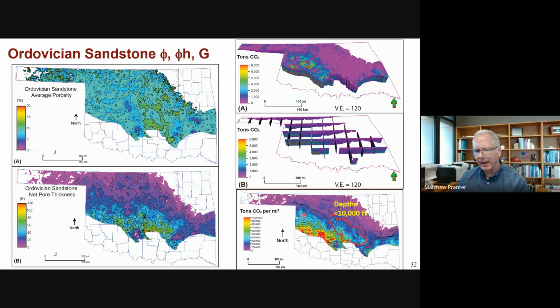And looking at this normalized map of tons of CO2 per square mile, there's an area here where we have this higher storage capacity at depths less than about 10,000 feet, so about 4,000 feet to 10,000 feet, where we have the higher storage capacity and not quite as deep in terms of having to drill so far to inject into the Ordovician.